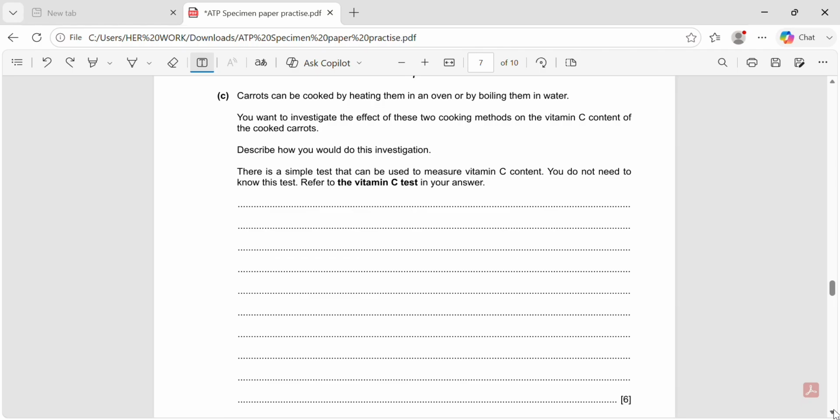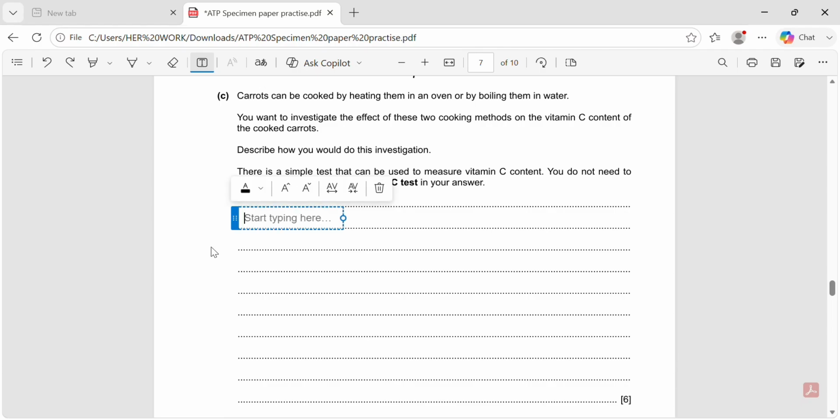The final question asks, carrots can be cooked by heating them in an oven or by boiling them in water. Describe how you would do this investigation. Whenever you describe an investigation, begin by making it a fair test. We will use carrots of the same type, or pieces from the same carrot, and cut them into equal masses. Before cooking, we will measure the vitamin C content using the vitamin C test. Next, we will cook one group by boiling and the other group in an oven, making sure both groups are cooked for the same amount of time and at the same temperature. After cooking, we will measure the vitamin C content again using the same vitamin C test. Finally, we will repeat the investigation several times and compare the results to make them more reliable.